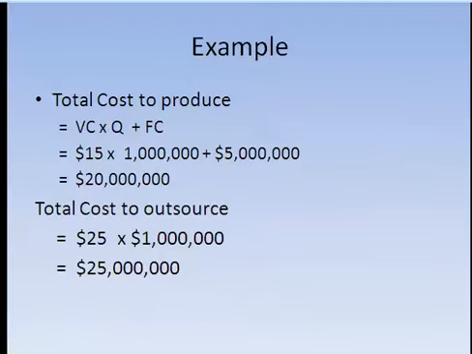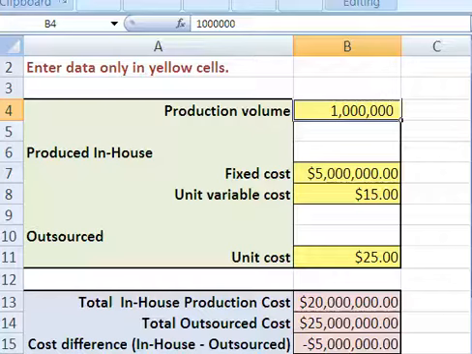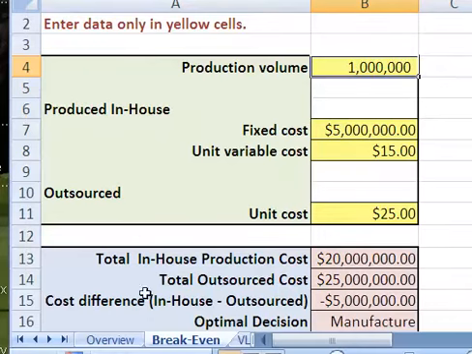So we would compute the total cost to produce the batteries is 20 million. The total cost to outsource is 25 million. Now, if you look at the Excel template that came on the Decision CourseMate website, one of the templates here is break even, and it's designed to examine this.